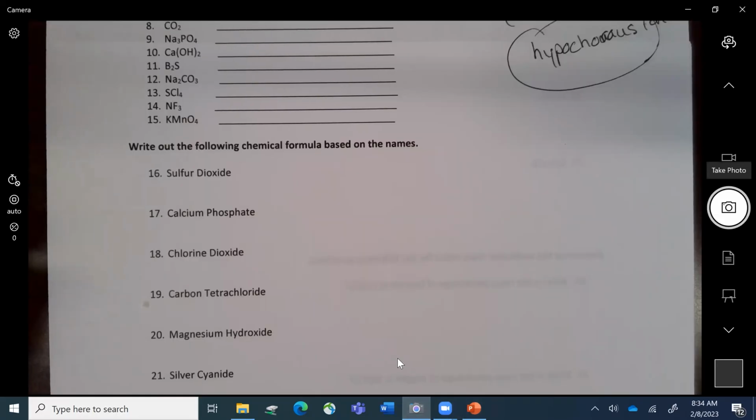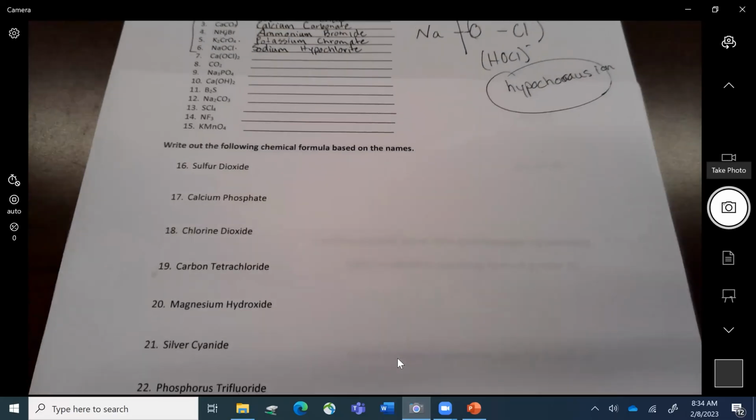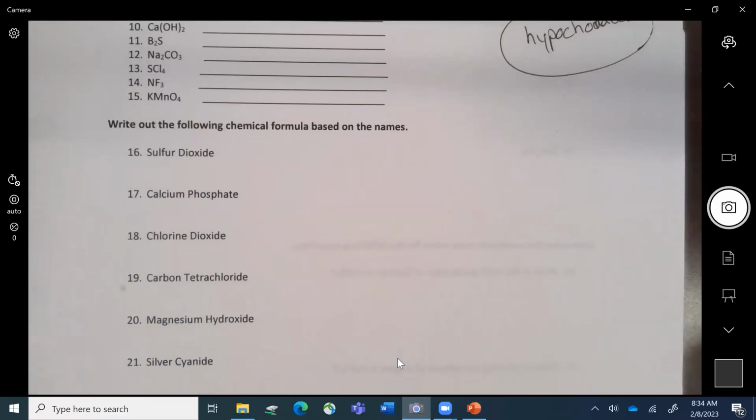Okay, so yes, no, hold on a second. Let me get a little brighter for people. There we go. All right, so yesterday we left off with naming, and I just want to do a couple more naming compounds before we move on to the rest of the stuff, all right?